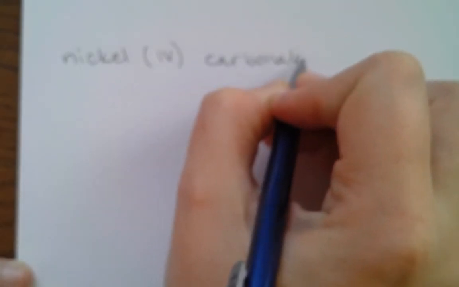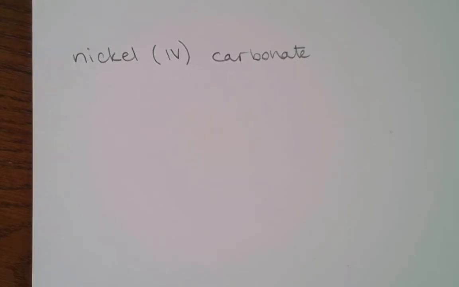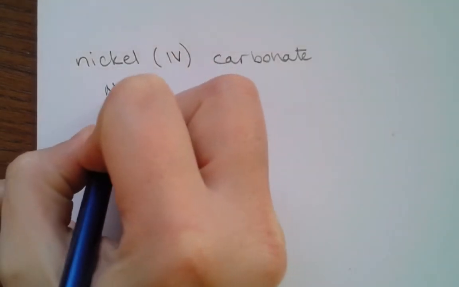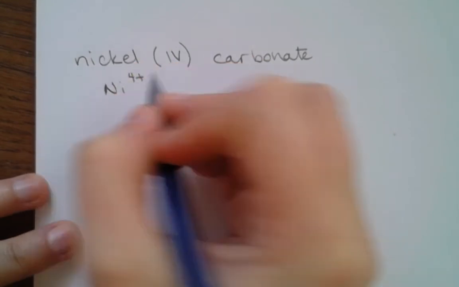Okay, so here I'm going to give you a name, and your task is to write the formula, and I do recognize that it's blurry. I wrote nickel 4 carbonate. Okay, good. I was going to have you figure that out. 1 before 5 is 4. Alright, off we go. We've got a nickel with a charge of 4 and a carbonate.